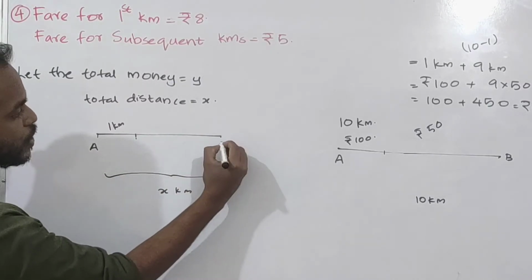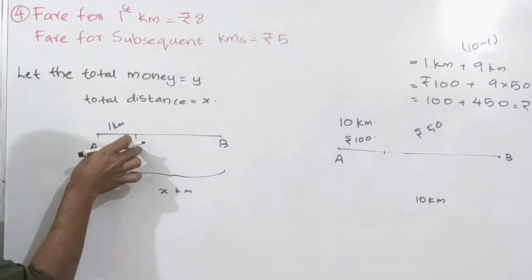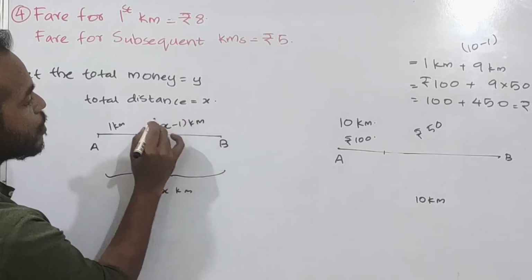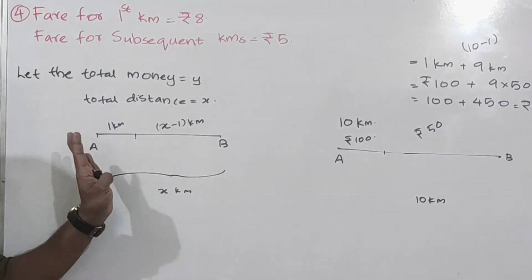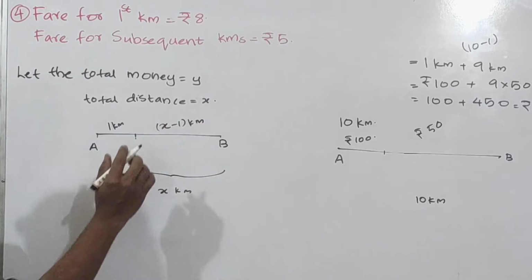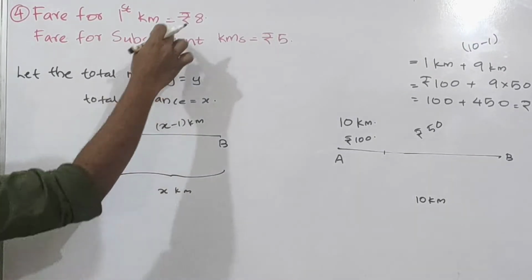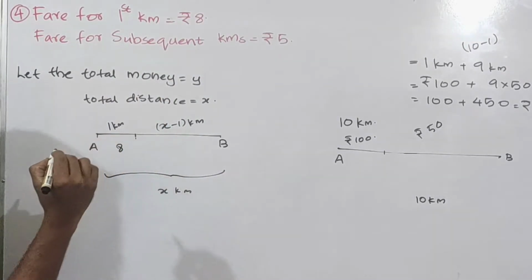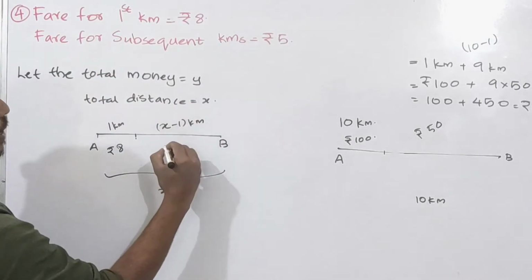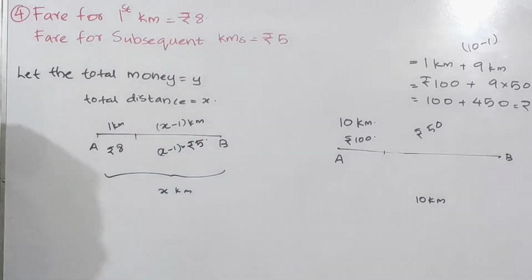Now after the first kilometer to the last point B, the total distance is x. Here 1 kilometer is gone. So how much will be remaining? x minus 1 kilometers will be remaining. Do you agree with that? Do you get that? Okay. Now x minus 1 kilometers is to be travelled after the first kilometer. Now what is the fare for the first kilometer? For the first kilometer it is rupees 8. Now for the subsequent kilometers it is rupees 5. So it is (x minus 1) into rupees 5.